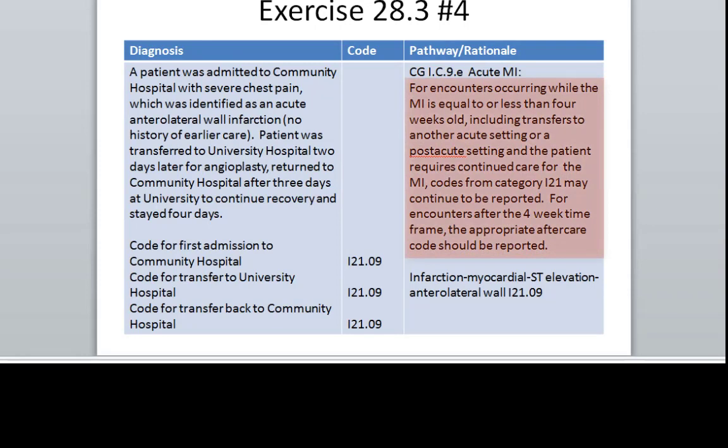For encounters occurring while the MI is equal to or less than 4 weeks old, including transfers to another acute setting or a post-acute setting, and the patient requires continued care for the MI, codes from category I-21 may continue to be reported. So we're in that 4-week window in this scenario, so we would continue to use that code, and here's the path for how you got to I-21.09.